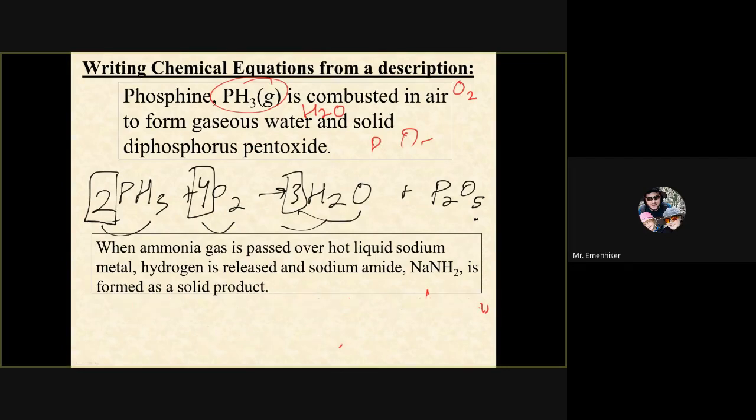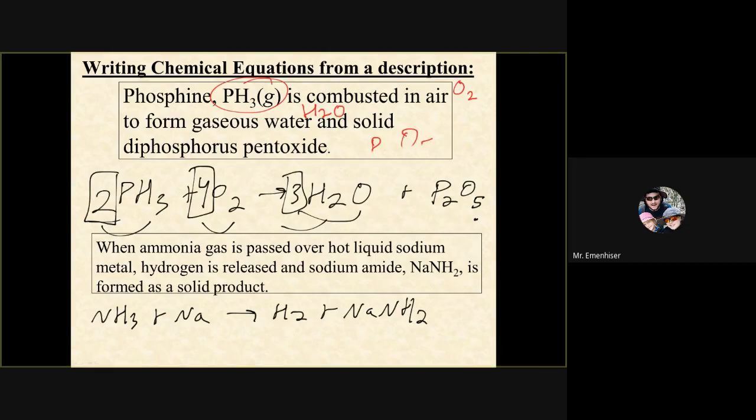When ammonia gas is passed over hot liquid sodium metal, so ammonia gas is NH3, and that is one that you guys need to memorize, is passed over hot liquid sodium metal, which is sodium. Hydrogen is released, and sodium amide is produced as a solid. So let's balance this. 1 sodium, 1 sodium. So I'm going to do the metals first. Then I'm going to do that nitrogen, that's 1.